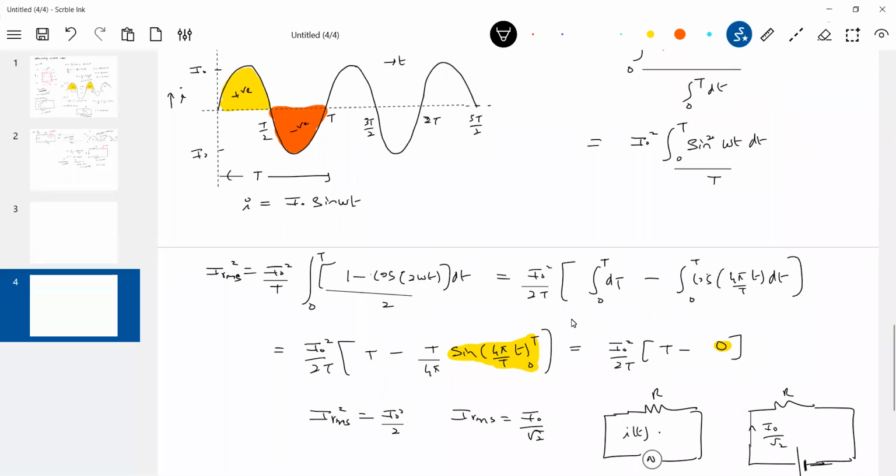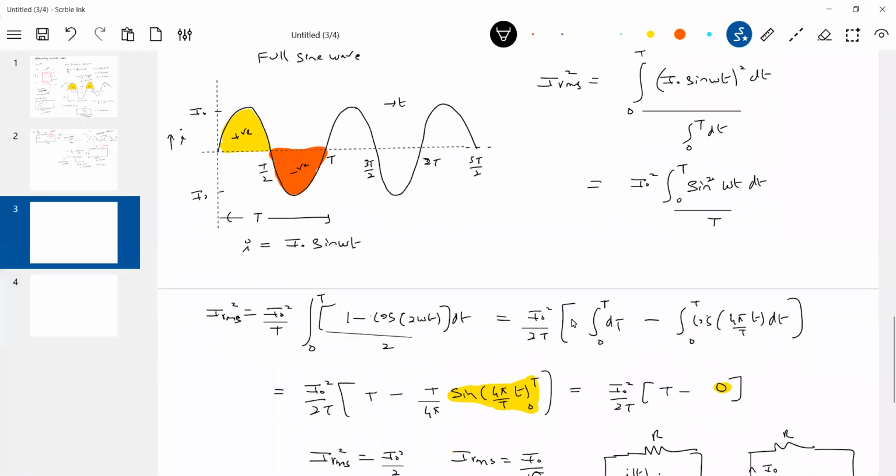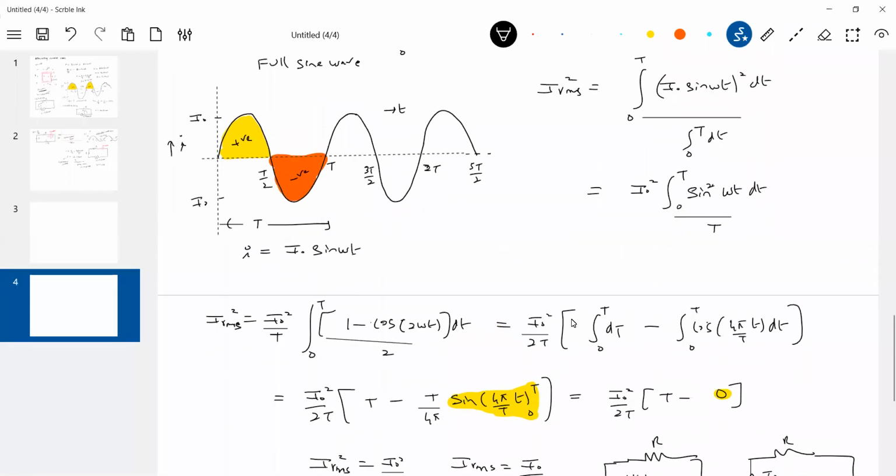This is for full sine wave. What is the RMS value of full sine wave? IRMS is equal to I naught by root 2. Where do I have to show this I naught by root 2? I naught is this one, I naught by root 2. I'll draw one blue color line. This should be the IRMS value.